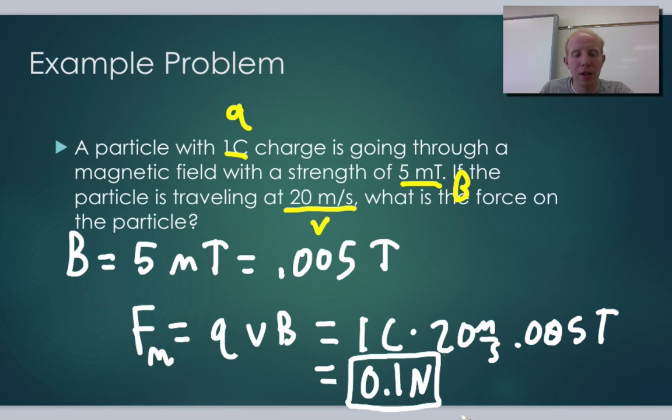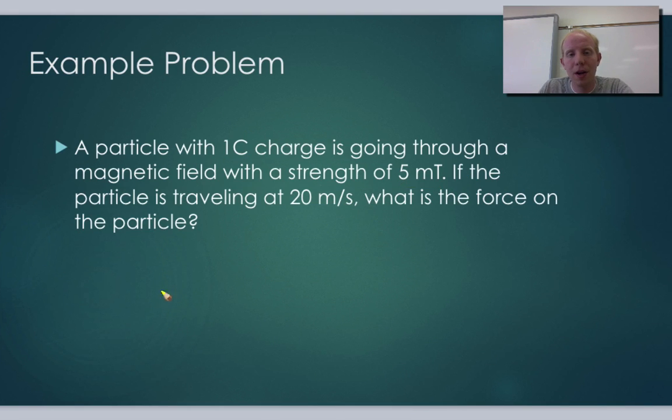And there we go. Again, keep in mind, this is a lot weaker of an interaction than the electric force was. If you have a 1 Coulomb charge and another 1 Coulomb charge, it's a huge amount of force. But this 1 Coulomb charge going 20 meters per second through this field only feels 0.1 Newton. So the interaction between charges and the magnetic field is pretty weak when you think about it. But there you go, there's our answer: a 0.1 Newton force. All right, so there we go.